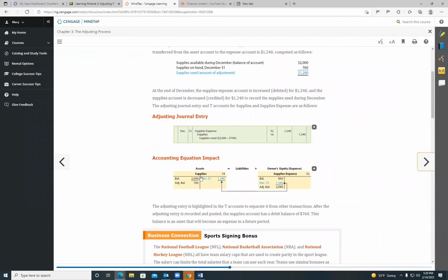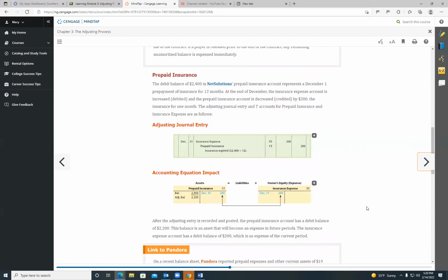I'm just showing you here the impact it would have on the T accounts as well. Obviously, we started out the month with a balance of $2,000. With our adjusting entry, crediting the supply asset account by $1,240 brings the balance down to $760. In the expense account, we had a beginning balance of $800 because that is the amount we expensed out in November's transactions. Now we're adding the $1,240 that we expensed out in December. So our new balance in our supply expense account is $2,040. This is the total amount of supplies that we have used so far, which is for November and December.